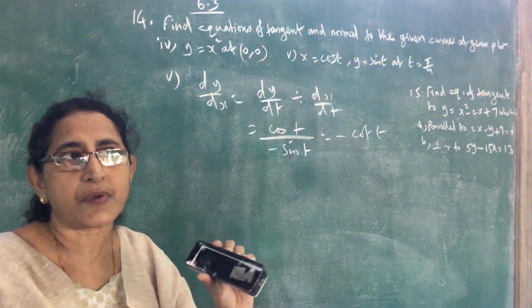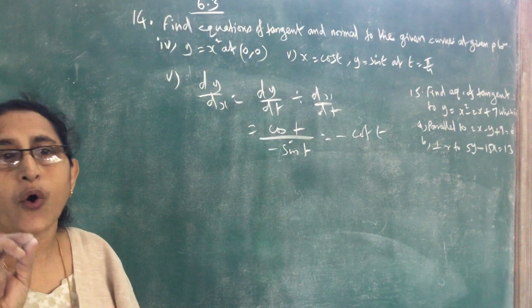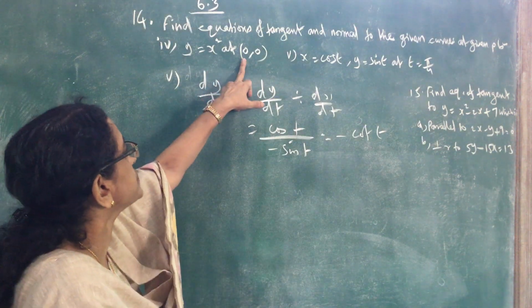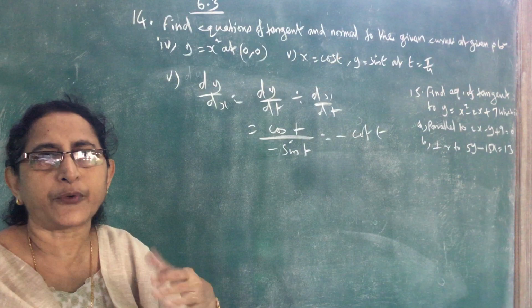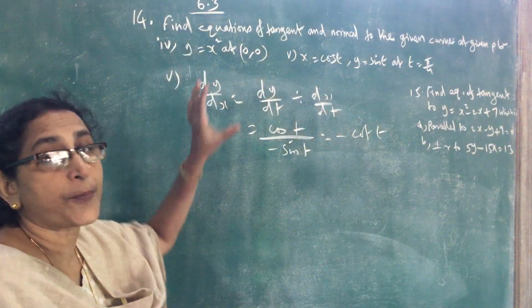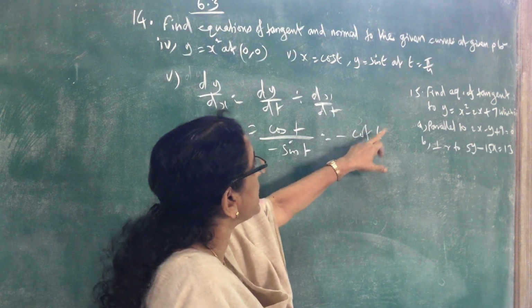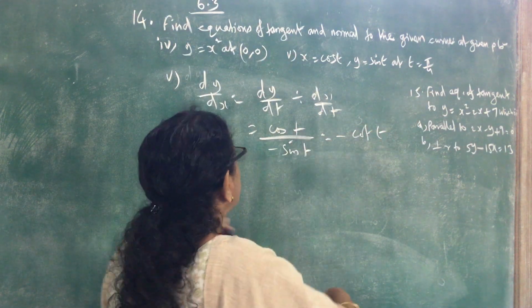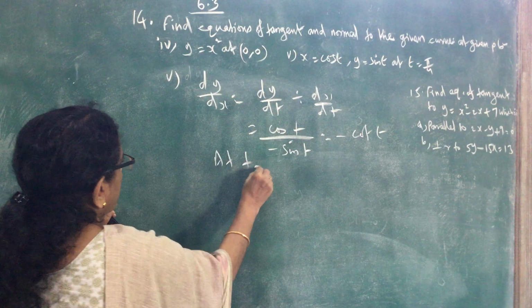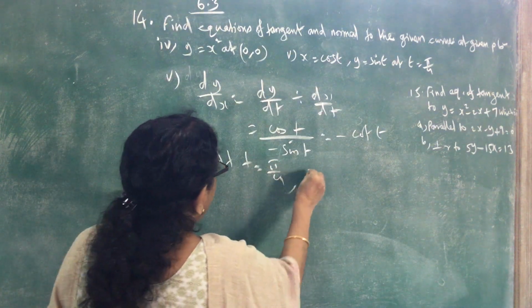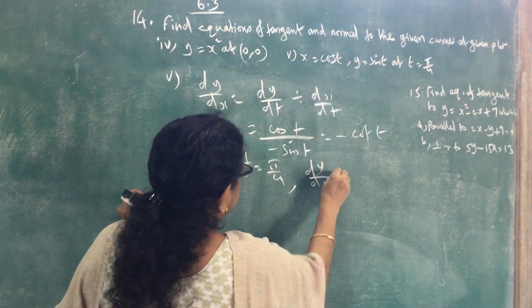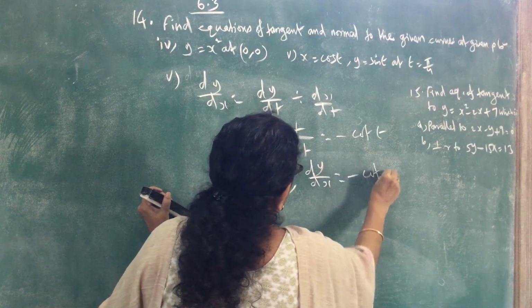We have to always remember to substitute the given point, x equal to 0, y equal to 0, to find the slope of the tangent. Don't substitute in terms of t. So here, given t equal to pi by 4, at t equal to pi by 4, the slope of the tangent dy/dx equals minus cot pi by 4.